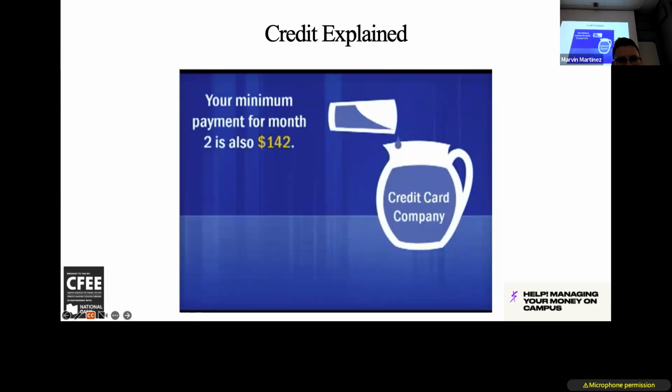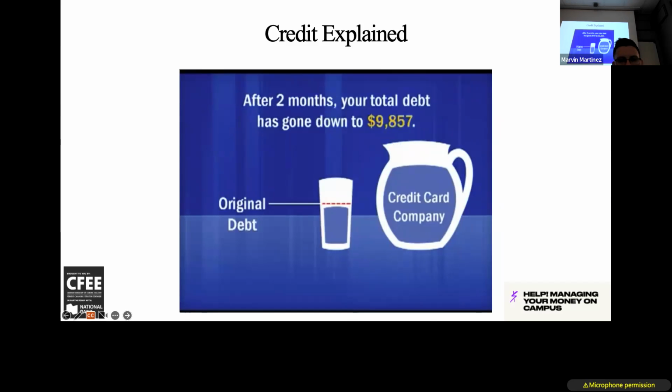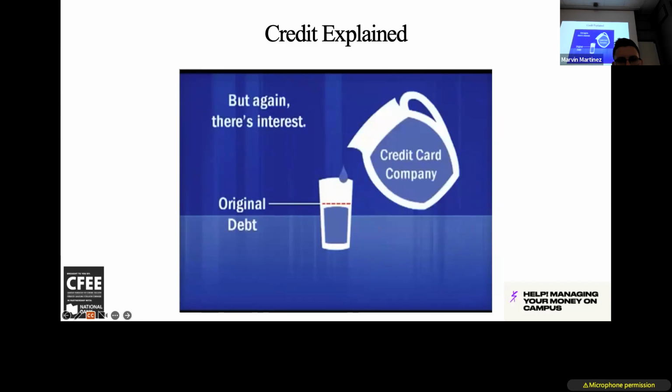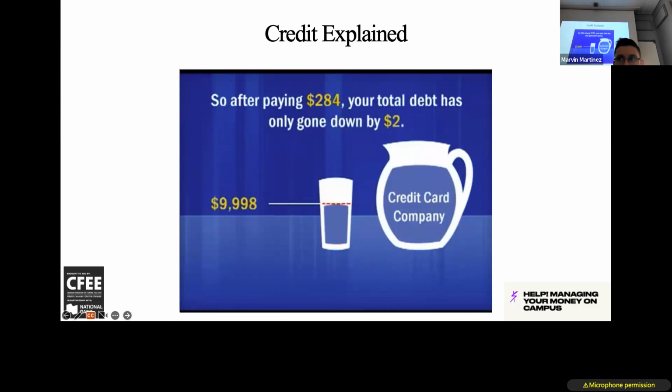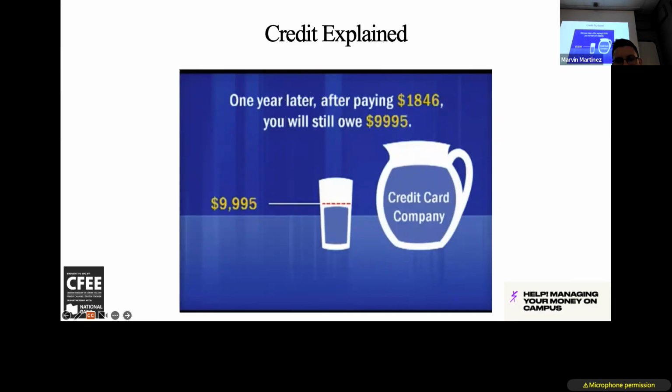So after 1 month, you've paid your credit card company $142, but your total debt has only gone down by 1. The next month, if you still only make the same minimum payment of $142, your debt will be down to $9,857. But again, there's that pesky interest sneaking up on you. So after paying 17% interest again, your debt is back up to $9,998. That means after paying your credit card company $284, your total debt has only gone down by $2. After a year of making that same minimum payment every month, you'll have paid your credit card company $1,846, but you'll still owe $9,995. That means it'll take you an entire year just to lower your debt by $5.